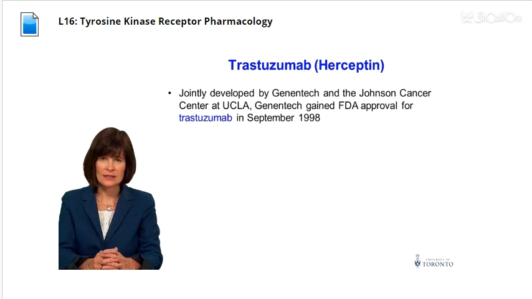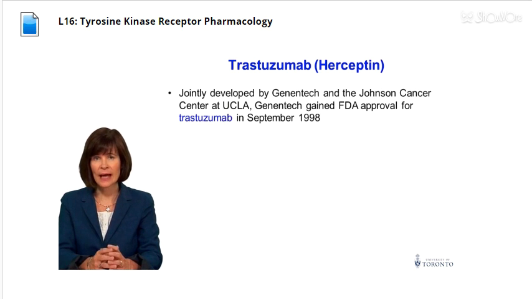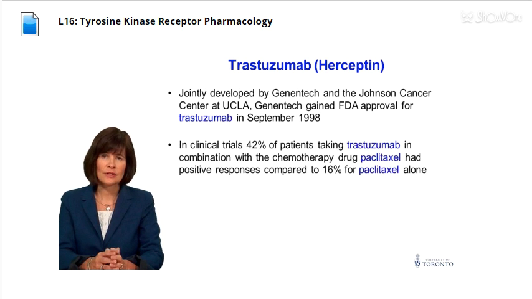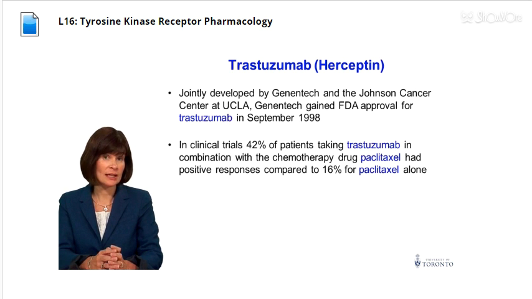This monoclonal antibody has been jointly developed by academic and commercial labs of the Johnson Cancer Center at the University of California in Los Angeles and a company called Genentech. It was first approved for use 15 years ago after clinical trials which showed that 42% of patients taking Herceptin in combination with cytotoxic chemotherapy had a positive survival outcome, compared to 15% of patients taking chemotherapy alone.